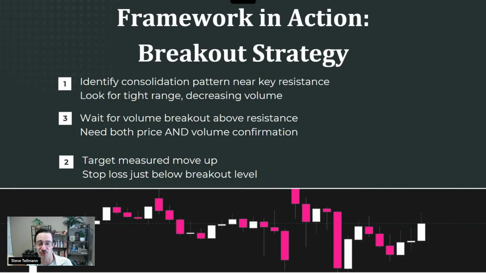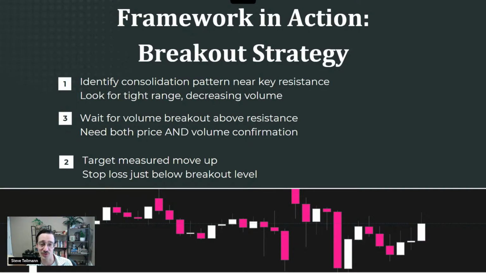For this third part, the measured move, essentially what we're looking for is we're going to measure the size of the consolidation pattern, and then we're going to extrapolate that up. So say a stock broke out from $10 up to 15, and then it's trading between 15 and 13, consolidating there. When it breaks 15, I'm going to be looking for a $2 move up because that's the size of the consolidation pattern.